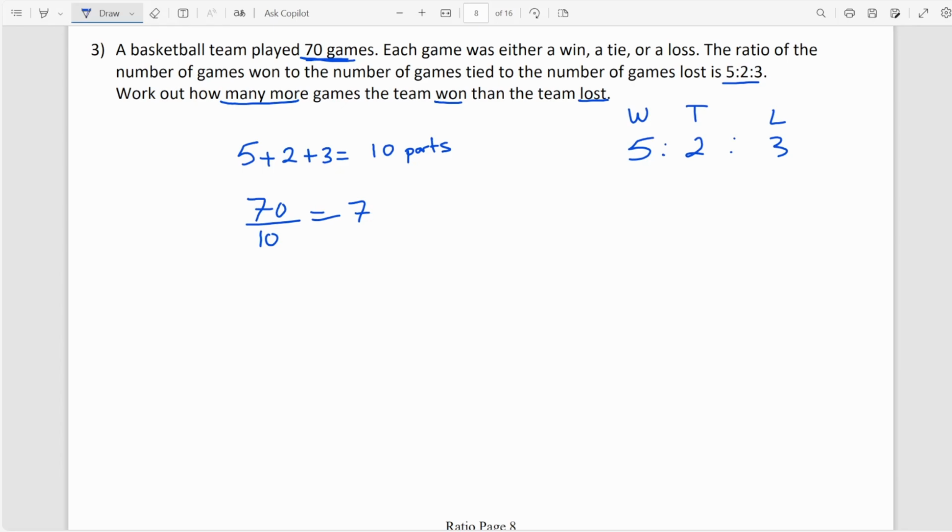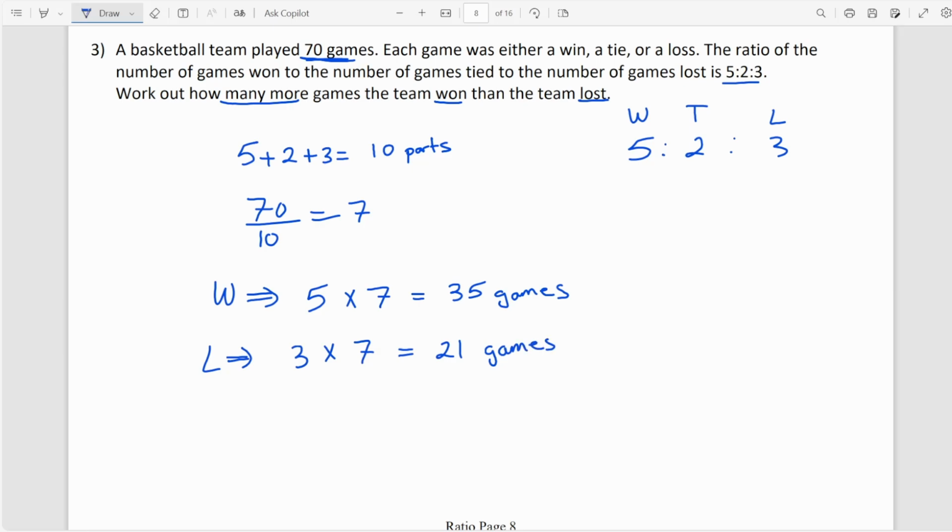So how many games did we win? Well, 5 parts for winning, and each part is represented by 7 games. So we won 35 games. Now, how many parts did we lose? Well, 3 parts multiplied by 7 games for each part, and so 21 games.